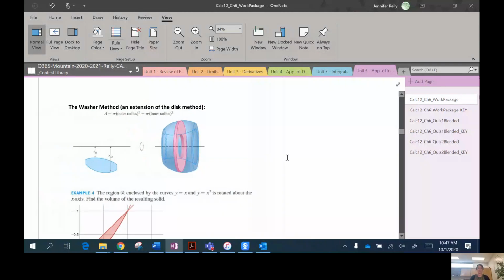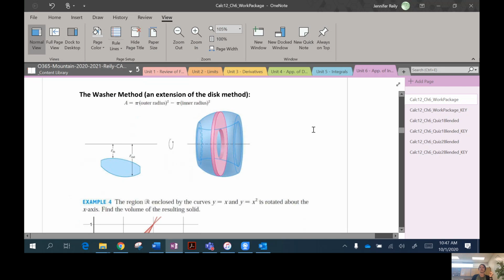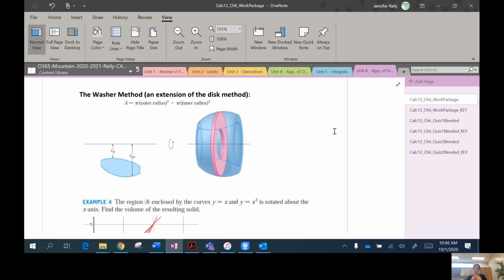Hi everyone, this is a continuation of 6.2. So in the first video, we did the disk method to find volumes of revolution. And now we're going to be doing something called the washer method, which is just an extension of the disk method. So before we were just working with one curve that was being rotated around either a vertical line or a horizontal line. And we were using disks, so areas of circles that we're adding up to calculate the volume.